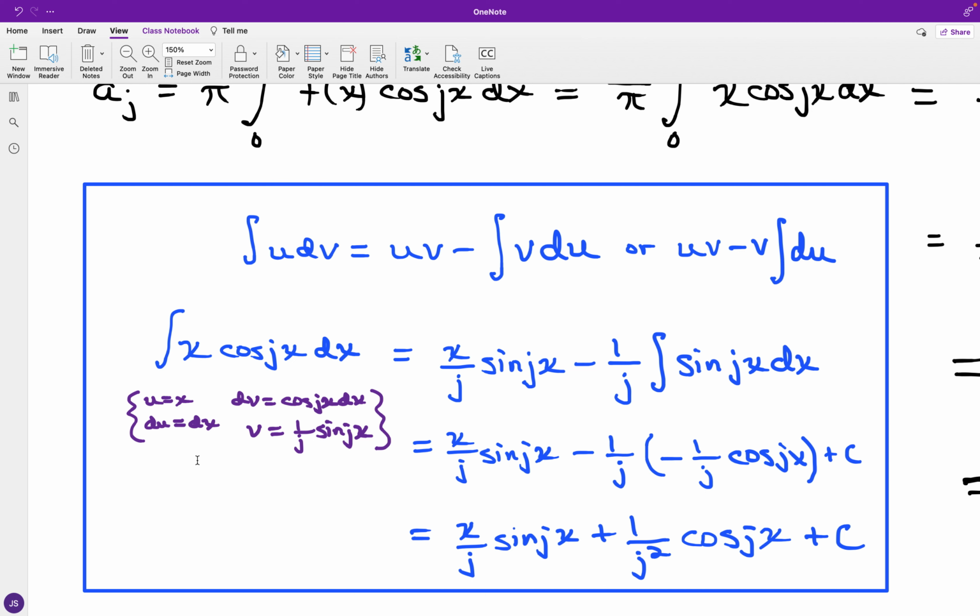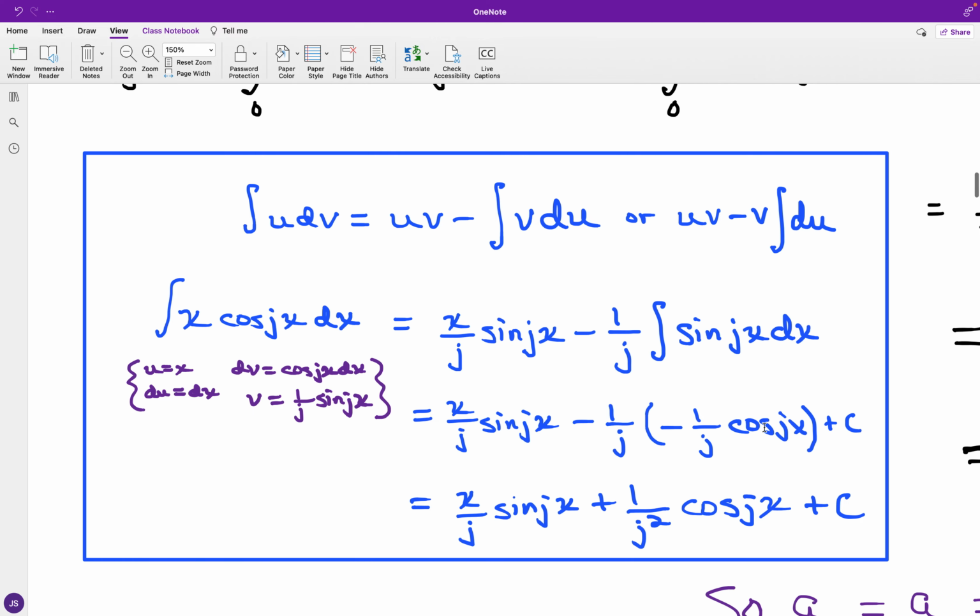Again, we're taking the differential. The antiderivative of the cosine of jx dx is going to be the sine of jx over j, or 1 over j times the sine of jx. And for u times v, we have x over j times the sine of jx, and we have minus the integral of v du. And we can just draw out the constant coefficient 1 over j, and we have times the integral of the sine of jx dx.